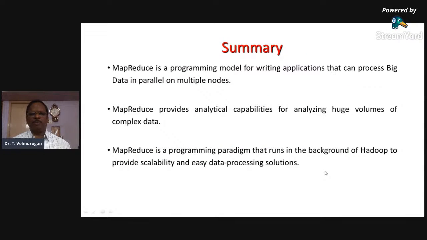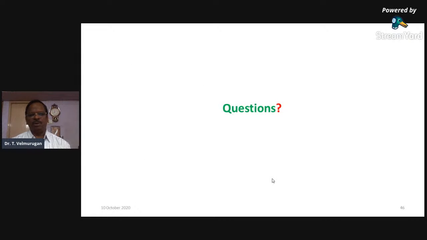Now we are coming to the conclusion or summary of the MapReduce function. Therefore, MapReduce is a programming model for writing applications that can process big data in parallel on multiple nodes. MapReduce provides analytical capabilities for analyzing huge volumes of complex data. MapReduce is a programming paradigm that runs in the background of Hadoop to provide scalability and easy data processing solutions. With this small introduction to MapReduce, I will conclude.